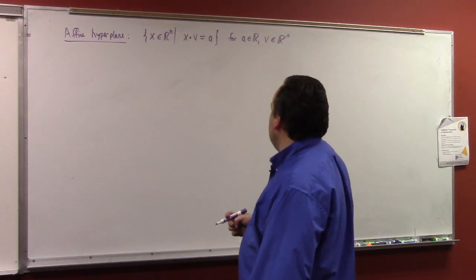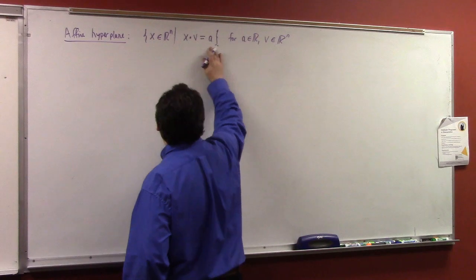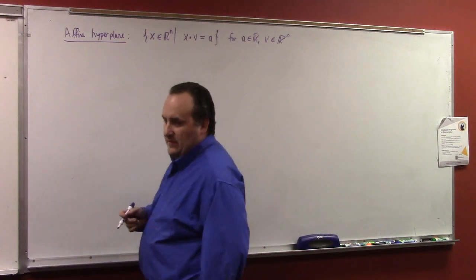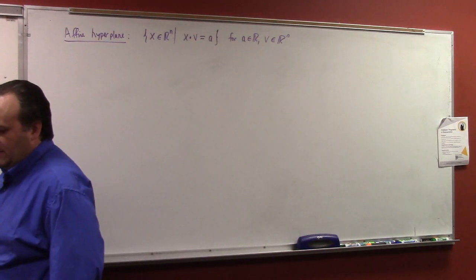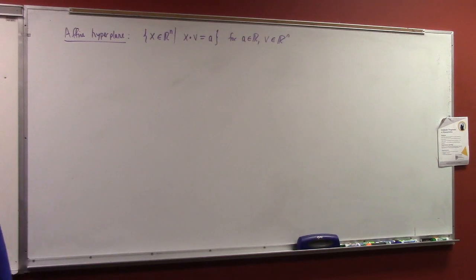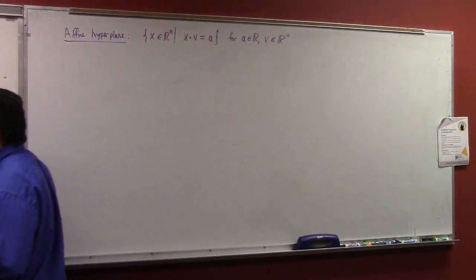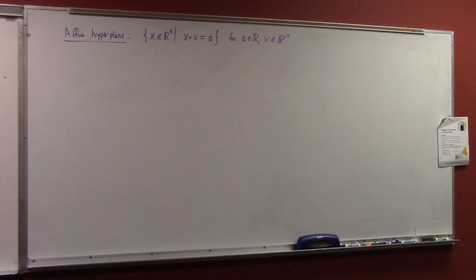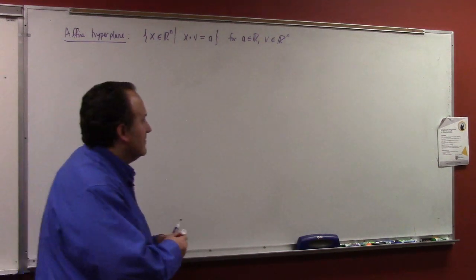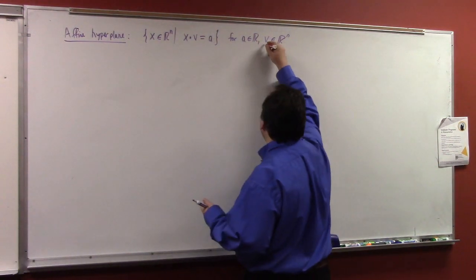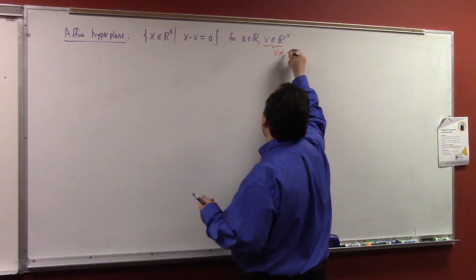Now he actually uses a different notation for the dot product, but we know dot product, so I'll stick with this. All right. Now, for example, if you're in R3, to be fussy, I probably should assume v is not equal to 0. I don't think he says that, but I think that's probably a good idea.